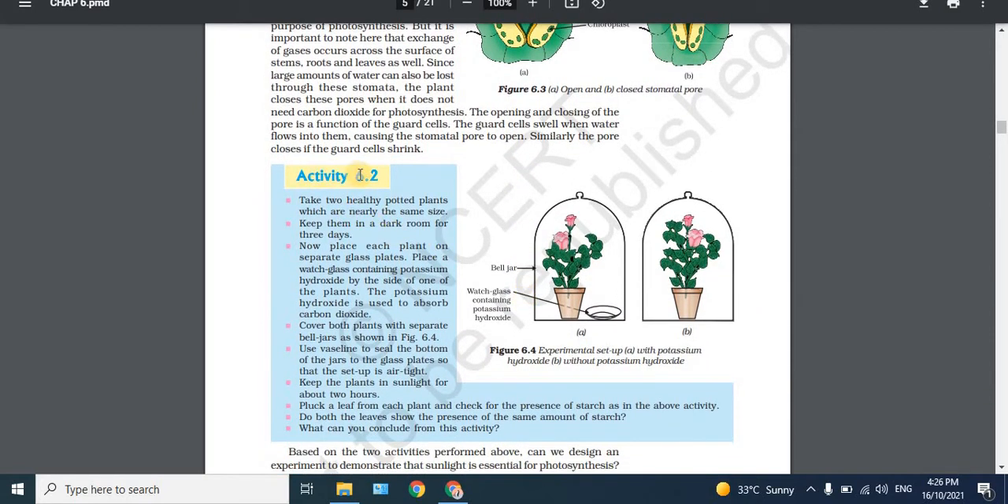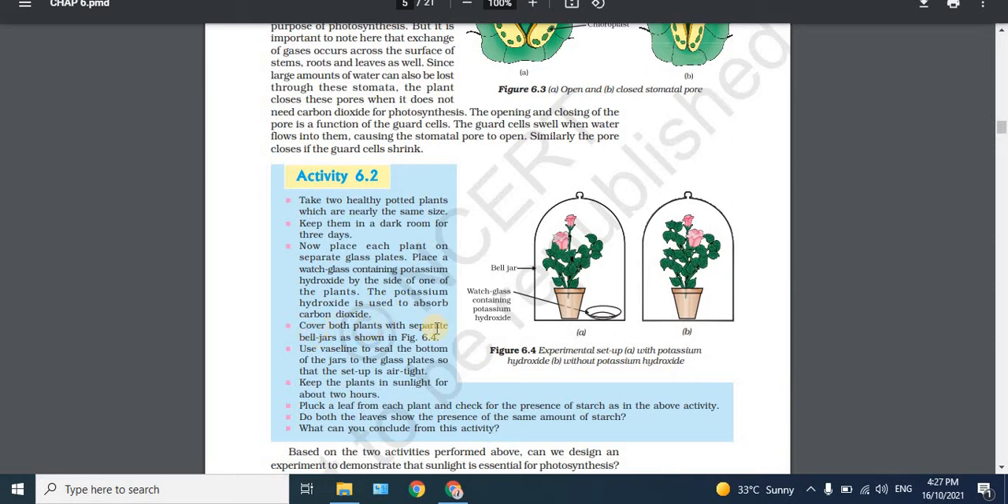Activity 6.2. Take two healthy potted plants which are nearly the same size. Keep them in a dark room for 3 days. Now place each plant on separate glass plates. Place a watch glass containing potassium hydroxide by the side of one of the plants. The potassium hydroxide is used to absorb carbon dioxide.